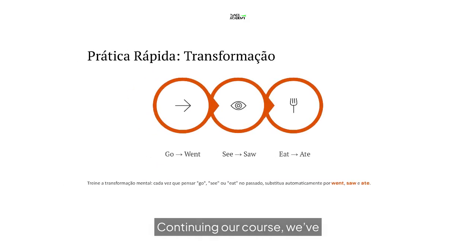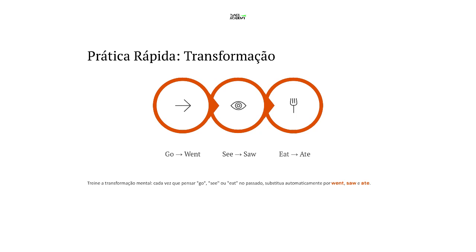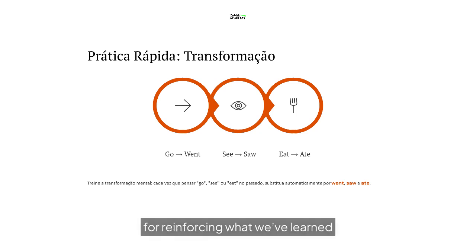Continuing our course, we've established how to use the past forms of our key irregular verbs, go, see, and eat. Now, let's practice transforming these verbs in a quick and effective way. This step is essential for reinforcing what we've learned so far and ensuring you can recall these changes effortlessly in conversation.